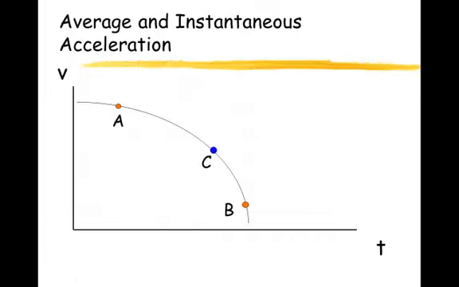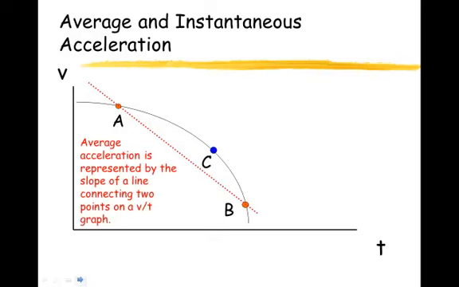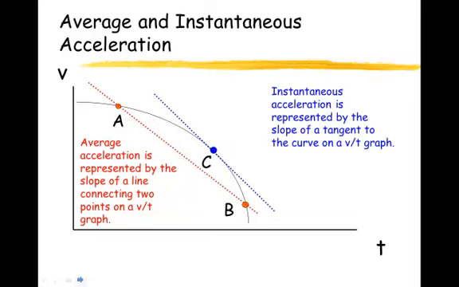So let's look at average and instantaneous acceleration. It's really similar as well. So if I looked at the average acceleration from A to B, I would have to take two connecting points and find the slope of that line. But if I wanted to find the instantaneous acceleration, it would once again be the slope of the tangent at that curve.